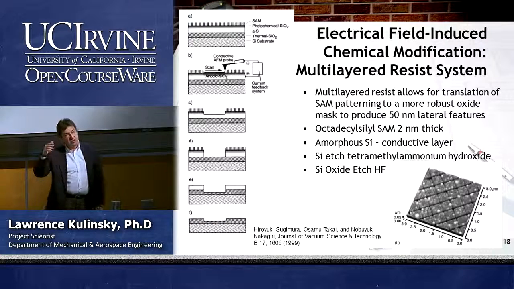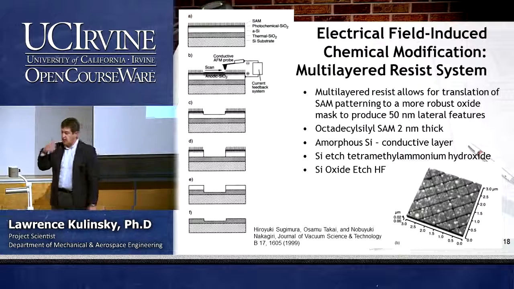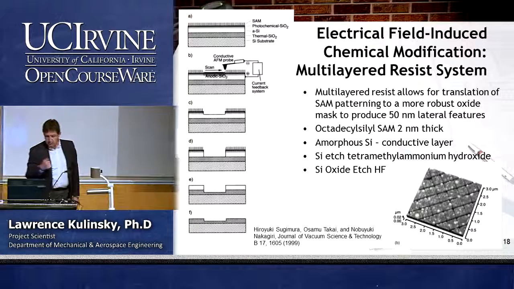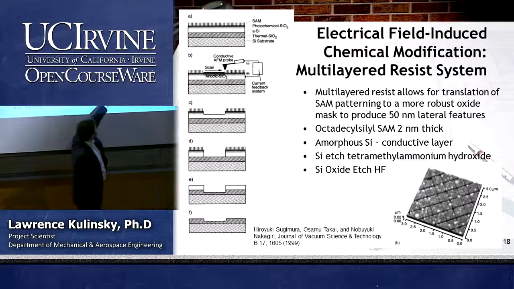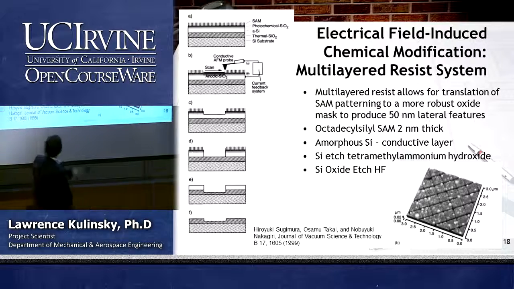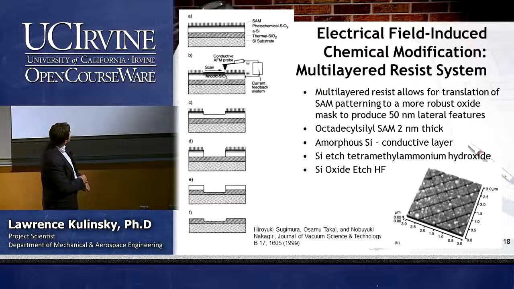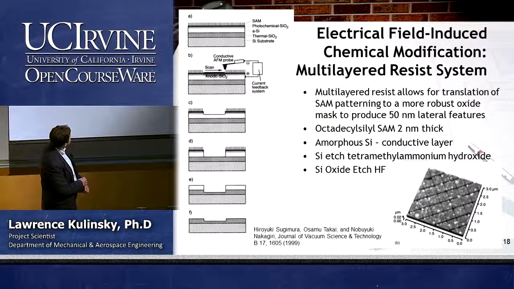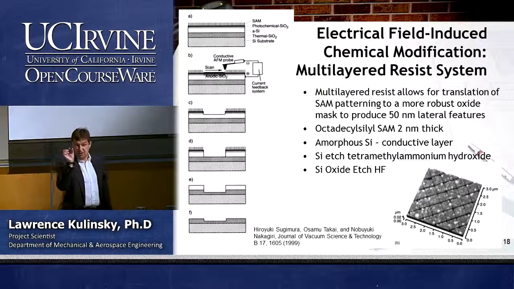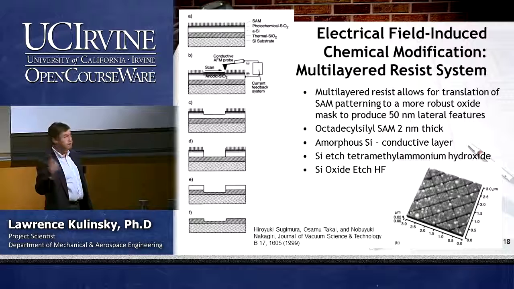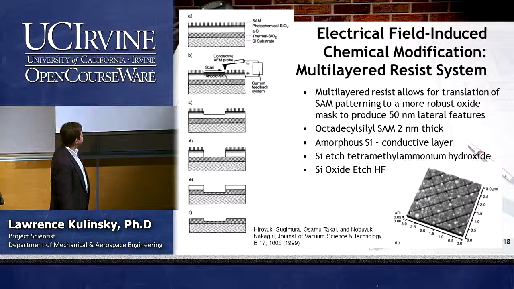So you use your multi-layer resist to do your etching in steps. And this multi-layer resist technique can produce, as you can see in this picture, 50 nanometer thin grooves etched in silicon. And this is an AFM picture of this pattern.